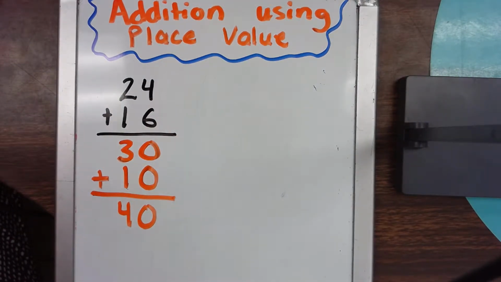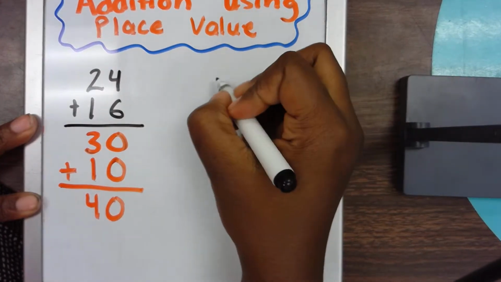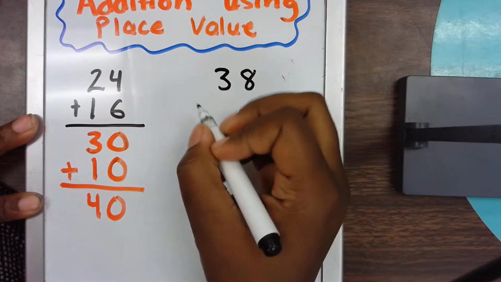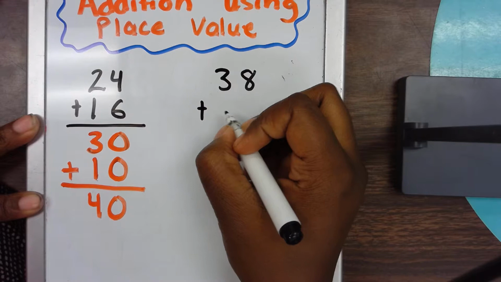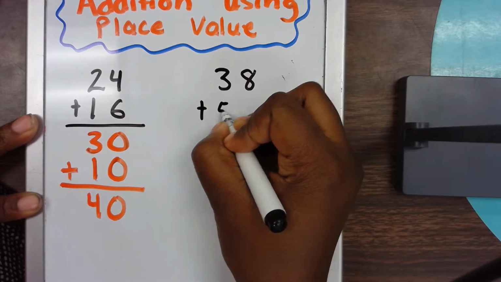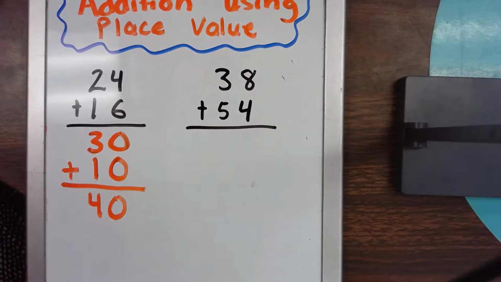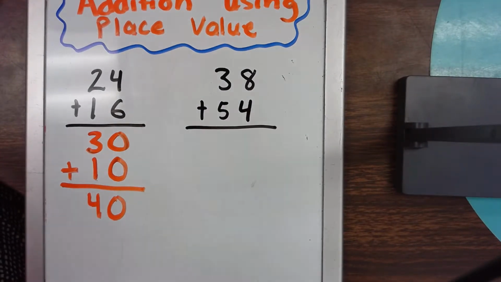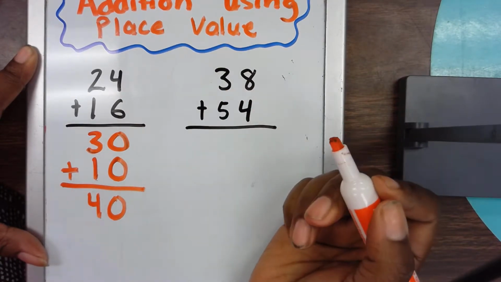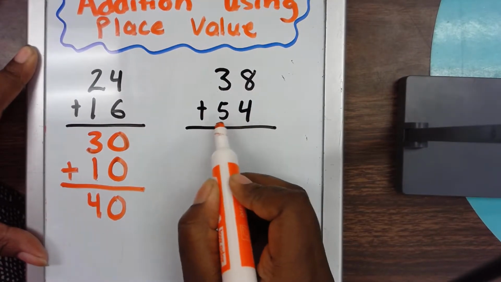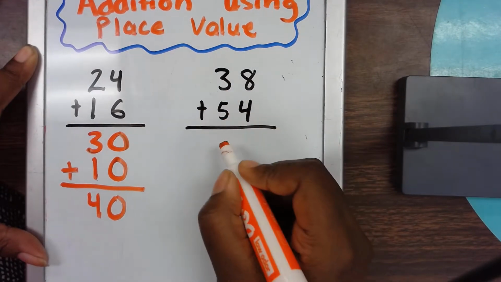Okay, let's try another 2-digit number. We're going to add 38 plus, let's do 54. So again, we're going to look at the number, and we're going to start in the tens place. We have a 3 in the tens place, which has a value of 30. We have a 5 in the tens place, which has a value of 50. And 30 plus 50 equals 80.